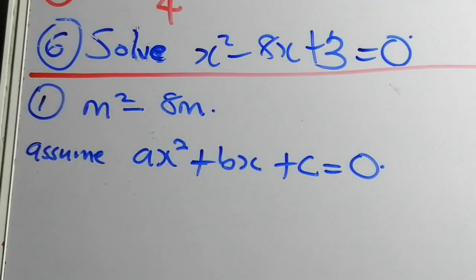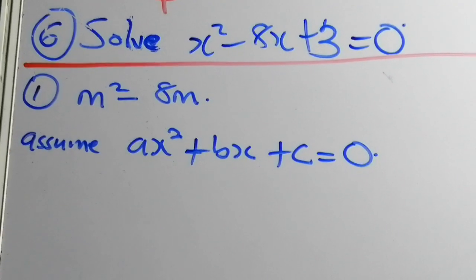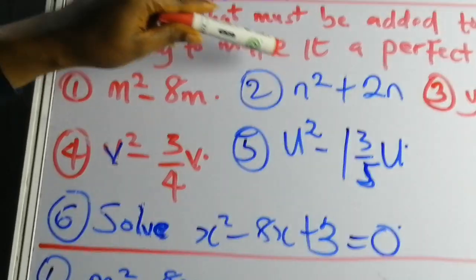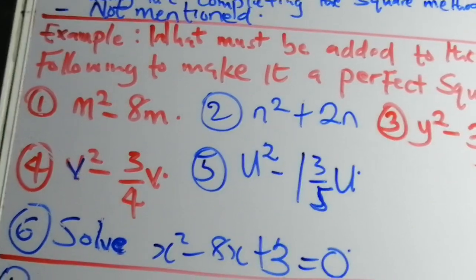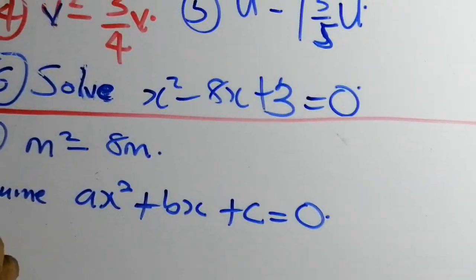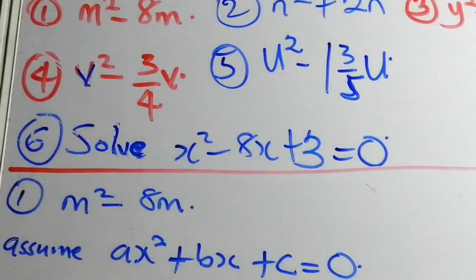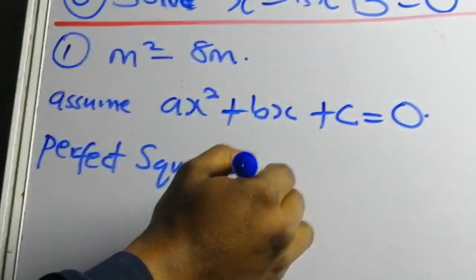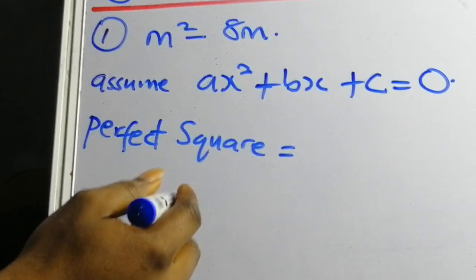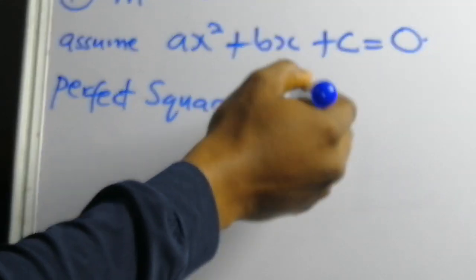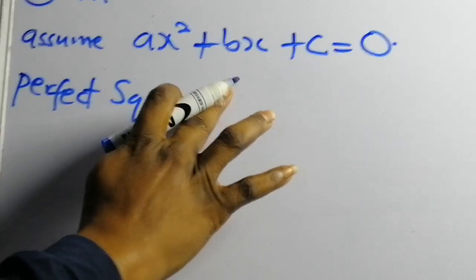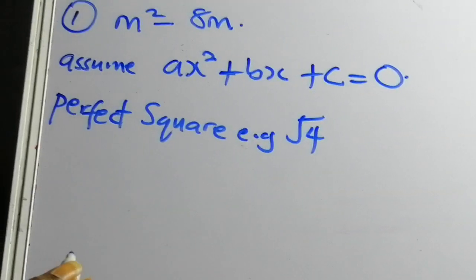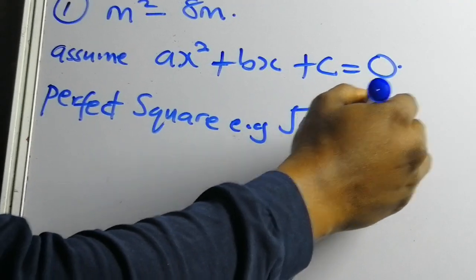Now, if they ask us what must be added to the following to make it a perfect square, the question you need to ask yourself is, what is a perfect square? Perfect square means a number you can find the square root of. For example, the square root of 4 is a perfect square. It means this one is the same thing as 2 times 2.